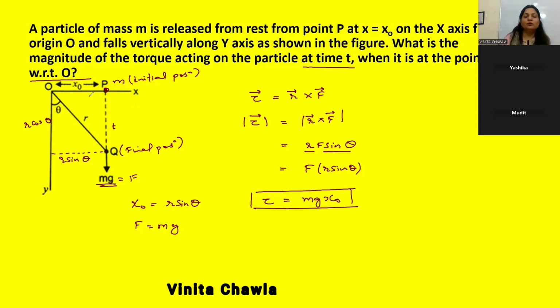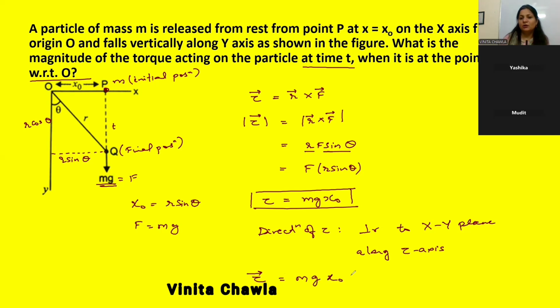Now we can see both R and F are in the xy plane. So what would be the direction of torque? The direction of torque is along the z axis, perpendicular to the xy plane, right? So we can write torque in vector form as mg x naught k cap.